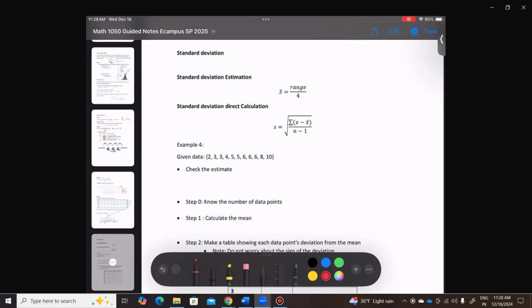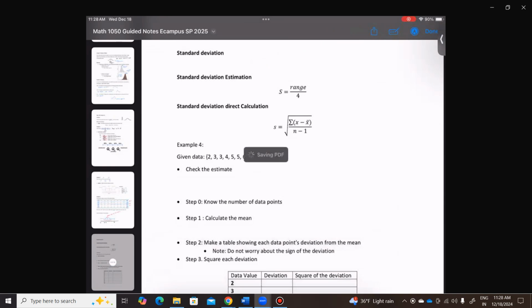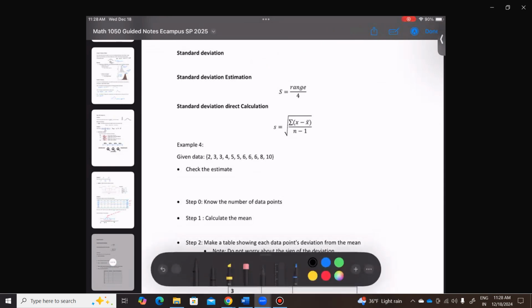The other measure of variation is what's called the standard deviation. This is a measure of how far the data values are from the mean.